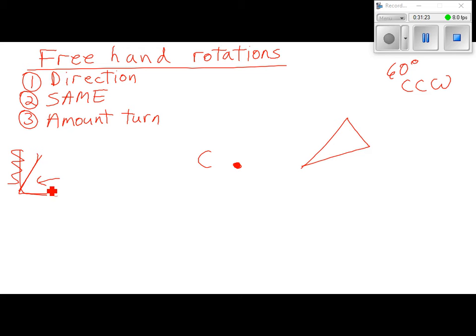You're going to take each of these points, P, Q, and R, and we're going counterclockwise, so I'm turning it this direction. It's like you're taking this shape, and it's hooked with a string to that point. So we're turning it 60 degrees counterclockwise.